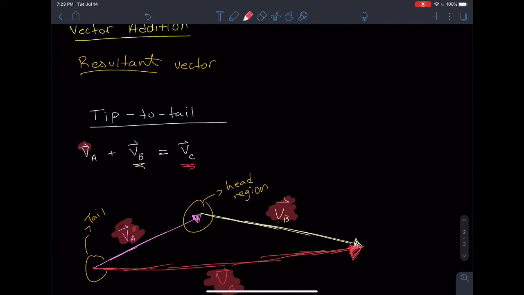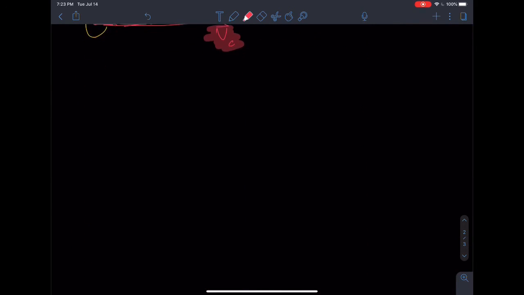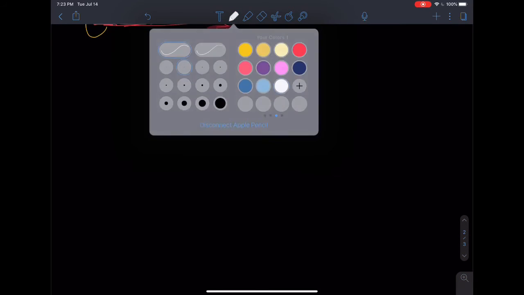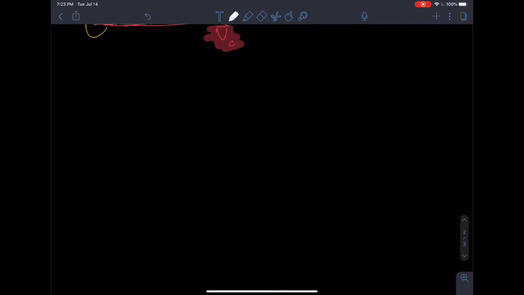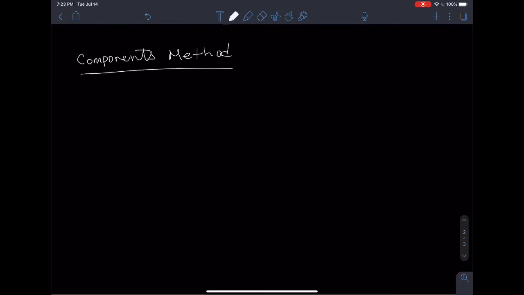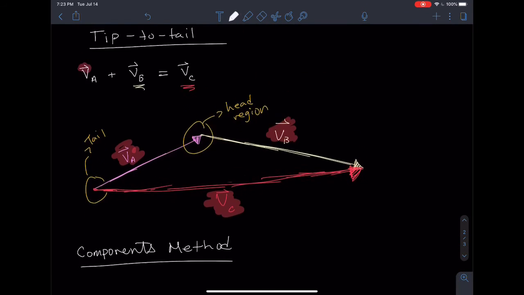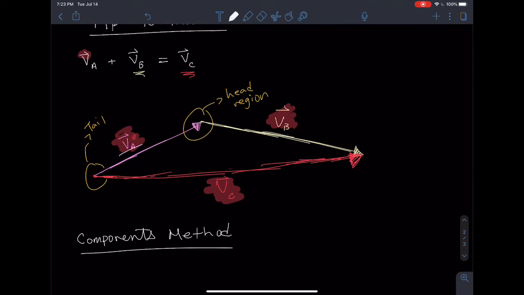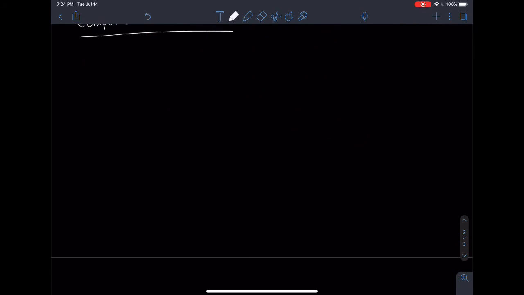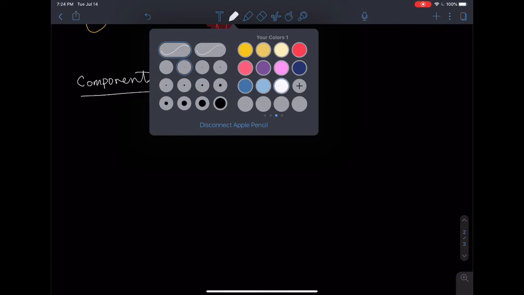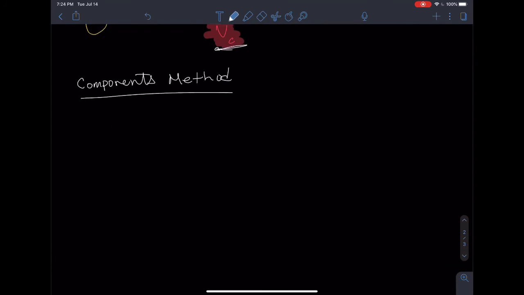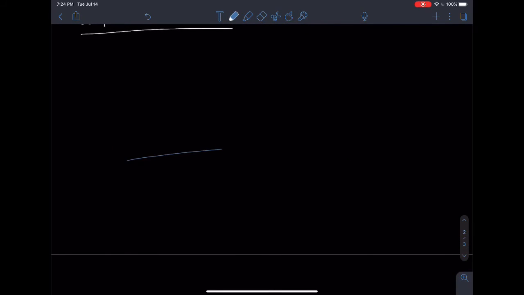Okay, so another thing we can do, what should I call this? We can call this the components method. That's what I'll call it. I'm sure it has an official name, I'm not sure what it is. But basically this time we're acting in reverse. Before, we had vector A and vector B, and we used that information to find vector C. In this case, we're going to start out with vector C, which looks something like this.